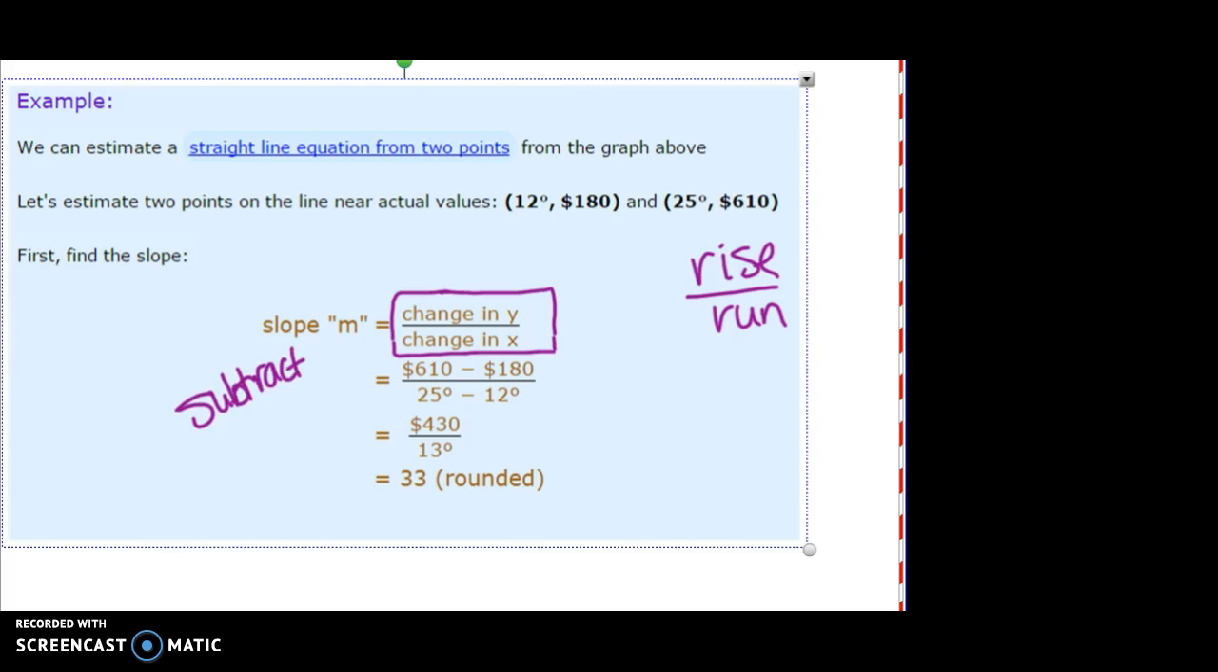So from the 2 points that they have picked, 12 degrees, $180 was 1 point. 25 degrees, $610 was another point. The change in the dollar amount, $610 minus $180, is our rise of $430. The temperature change would be 25 degrees minus 12 degrees, which is the 13 degrees at the bottom. And then if you got on a calculator, because this would make more sense to us, go ahead and get the decimal and then round it.